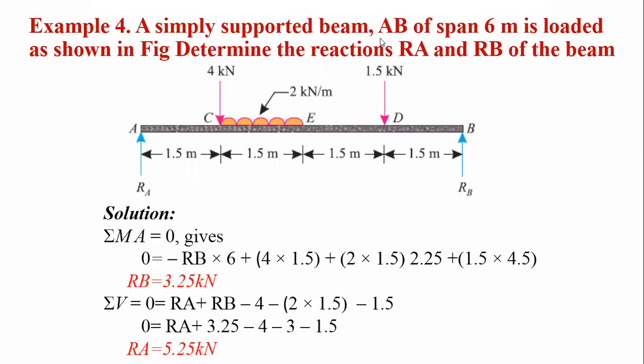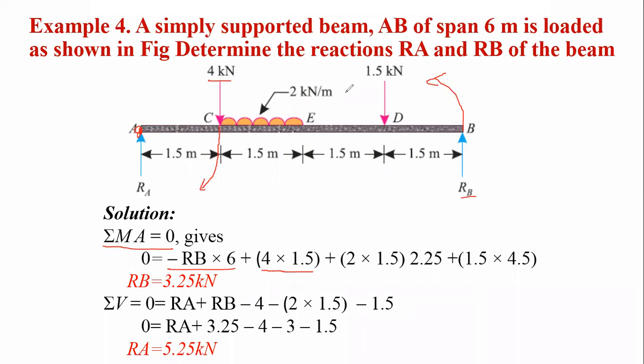Again, the same procedure we are repeating: taking the moment of all the forces about point A. Now summation of MA is equal to 0. Let us start with this reaction RB first. Due to this reaction RB, it makes an anticlockwise moment about point A. That's why minus RB into 6. Now let us take this 4 kilonewton load, and it is making a clockwise moment about point A. The force into perpendicular distance is 4 into 1.5.